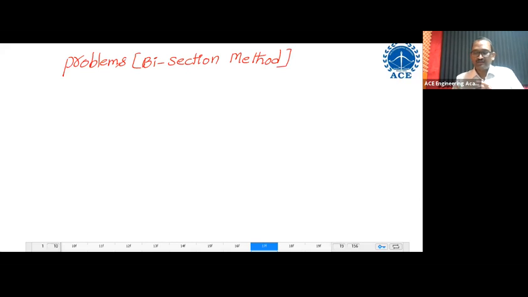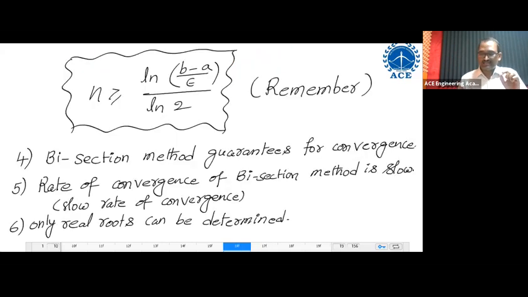Don't worry, rate of convergence does not mean rate of roots calculation. It means how fast it is coming close to the correct root, how fast it is getting very close to the correct answer. Rate of convergence means fastness. The fastness of any particular method can be determined using rate of convergence. That concept is there, I will teach it.